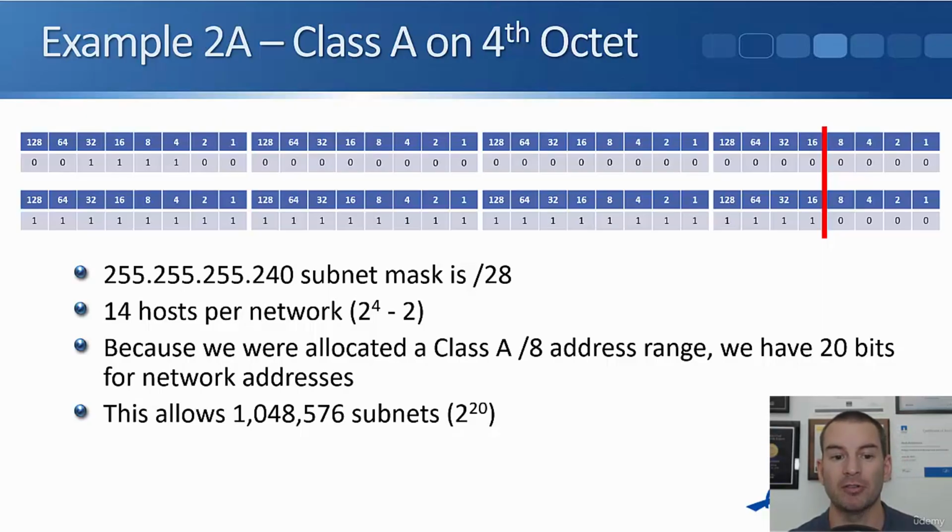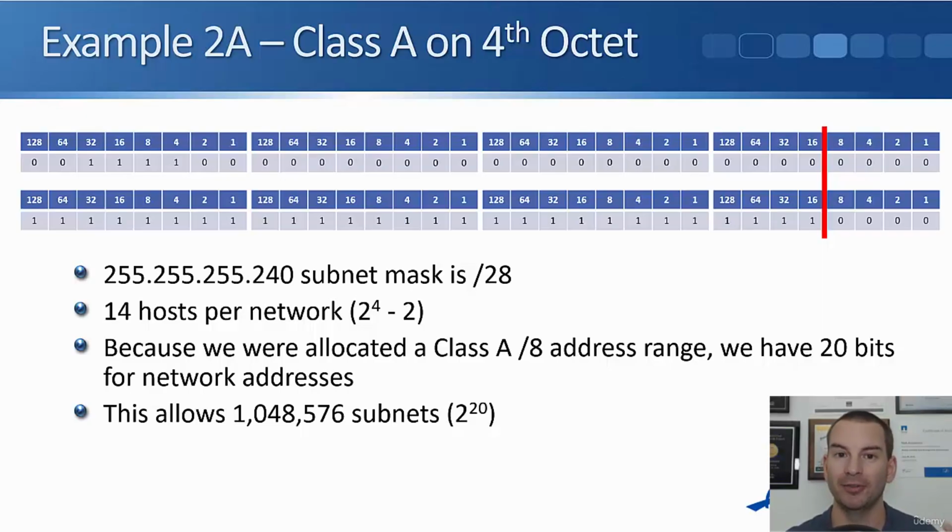So for our example, we had a /28, we put the line in, and we can see that we've got 4 bits for our host addressing. So that's 2, 4, 8, 16 minus 2 gives us 14 hosts per network. And now, because we were allocated a class A /8, we're going to have 20 bits for the network addresses, because the difference between the default /8 and the /28 that we're using is 20 bits.